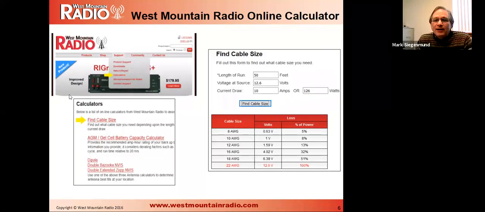We've got a nice calculator on our website. Go to calculators, find cable size. And on the right-hand side there, you can see what the table looks like. If it shows up red, that means the insulation is going to melt off of your cable. But just tell it how long of a cable you want and how much current you're planning on drawing, and it'll give you the loss for your cable. And that includes both the red and the black wires.